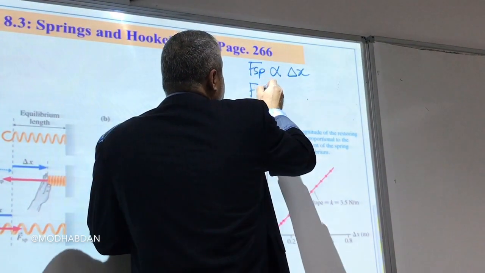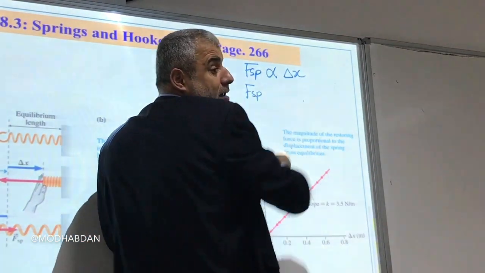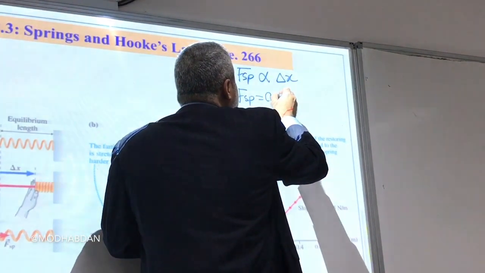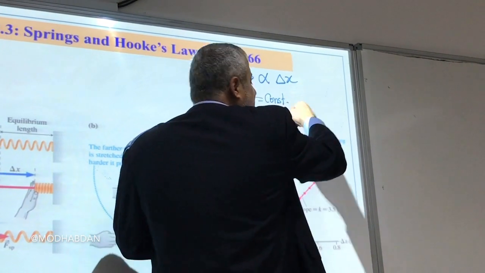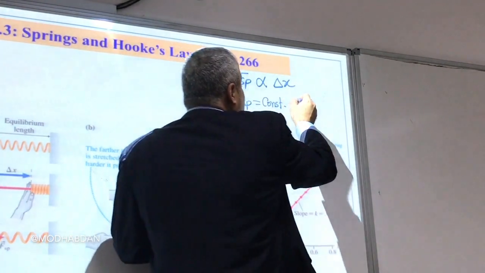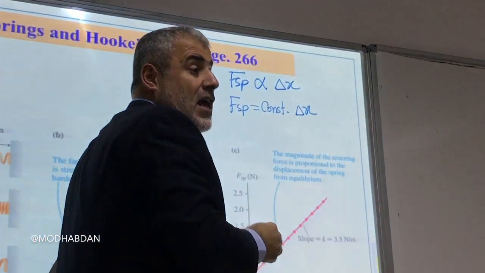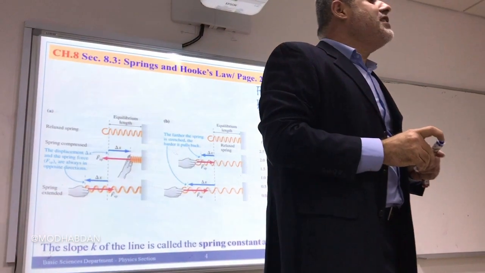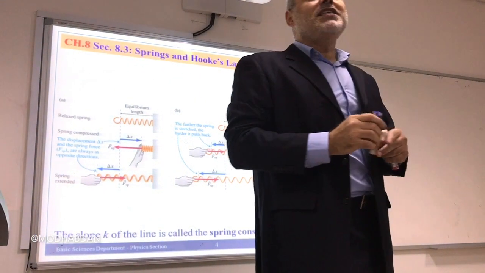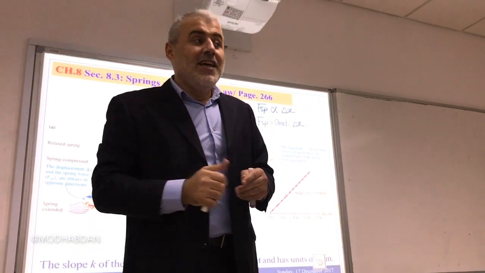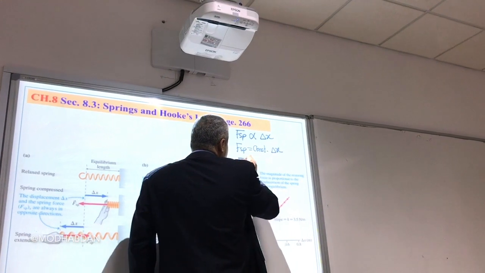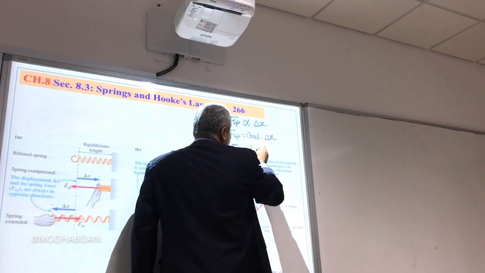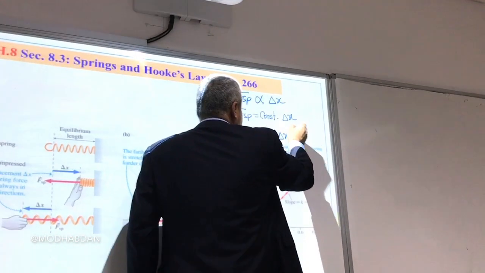Now, force of spring, we will remove this proportion sign. We put something constant. We did this before with you. Always be times delta x. This constant, it is found to be k. And k is called the spring constant or stiffness constant. Stiffness means معامل الصلابة. So this is F of spring is equal simply k times delta x.